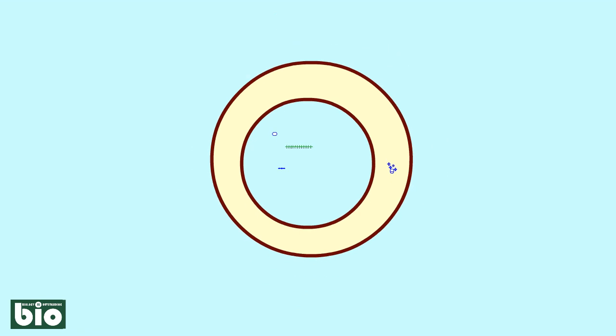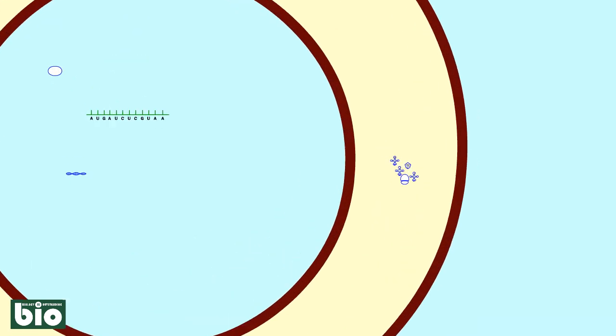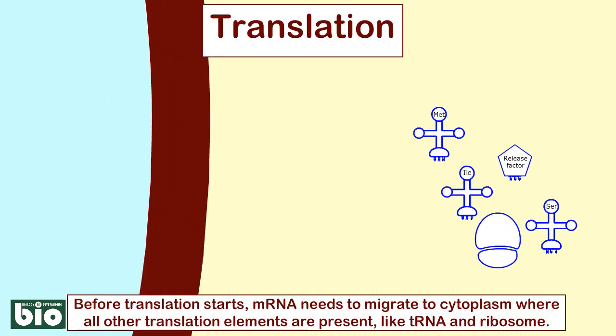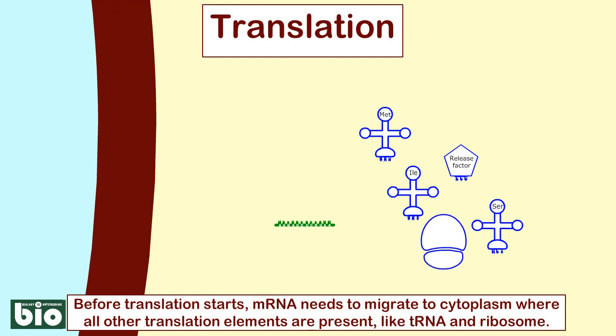Now that transcription is finished, mRNA needs to get translated so that protein is made. For translation, other elements are required like ribosomes and tRNAs, but they are in the cytoplasm and not in the nucleus. So mRNA will migrate from nucleus to the cytoplasm and prepare for translation.